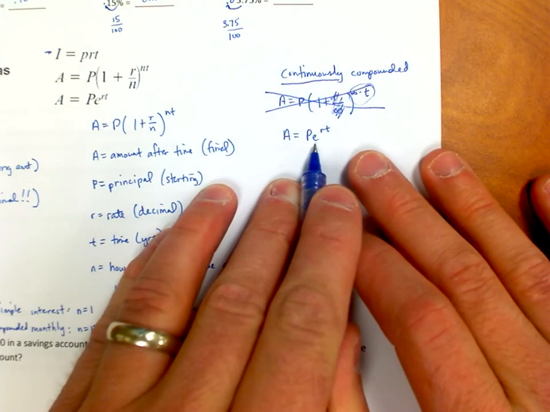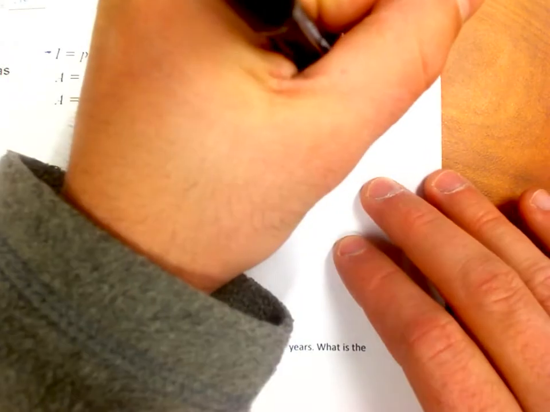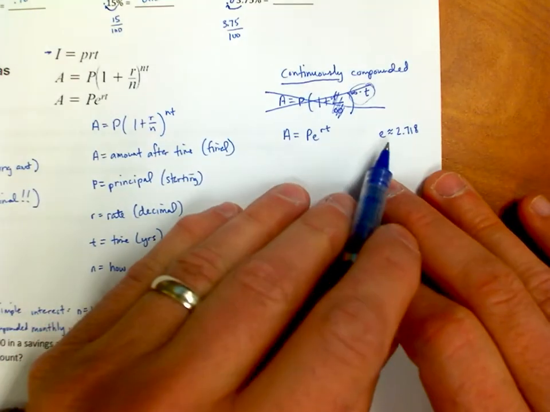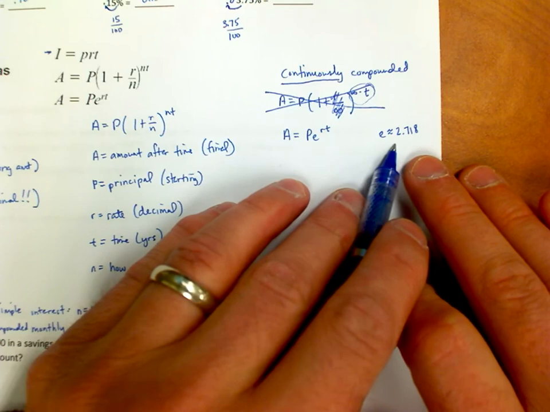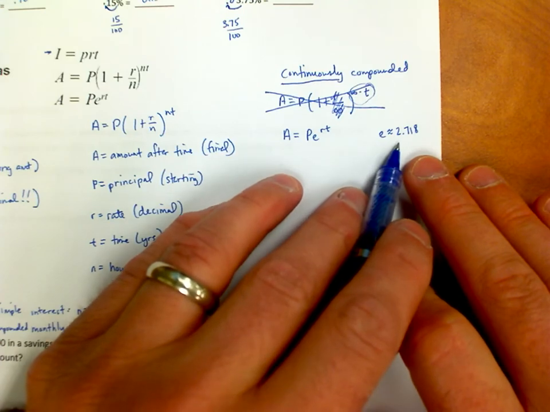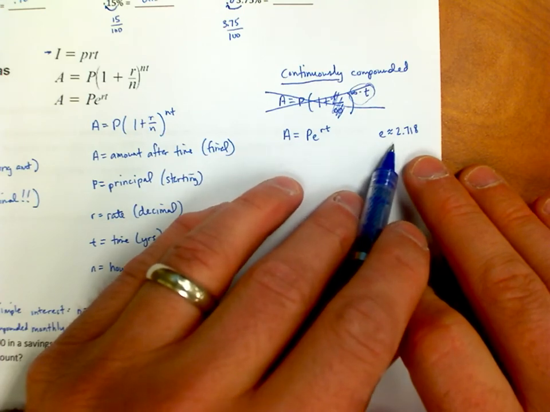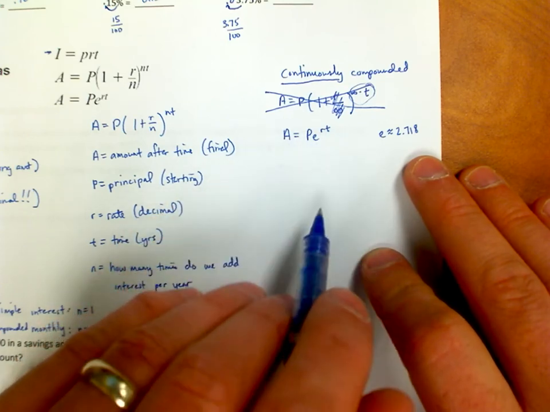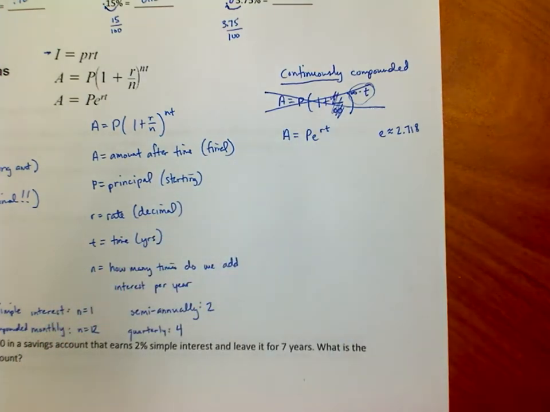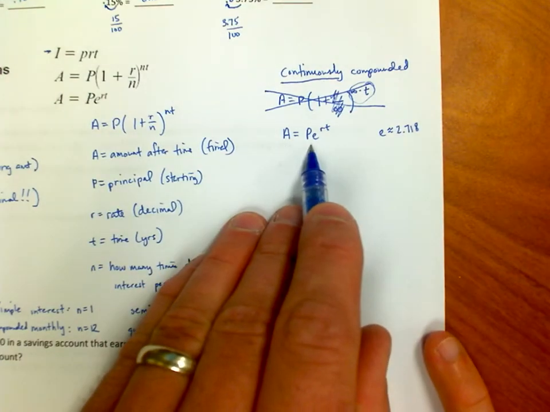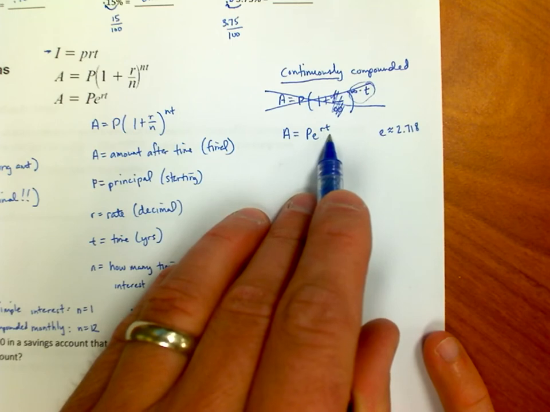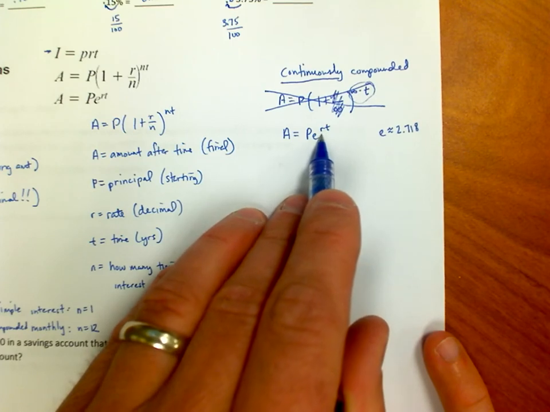I told you the number E is going to show up in bank account problems. Remember, E is just something around 2.718. It's like pi. It's a number that shows up so often that it has its own symbol, and it's really because of compound interest that continuously compounds, or continuous growth. A and P, you probably know what they stand for. R stands for rate, and T stands for time in years. R has to be in decimal format.